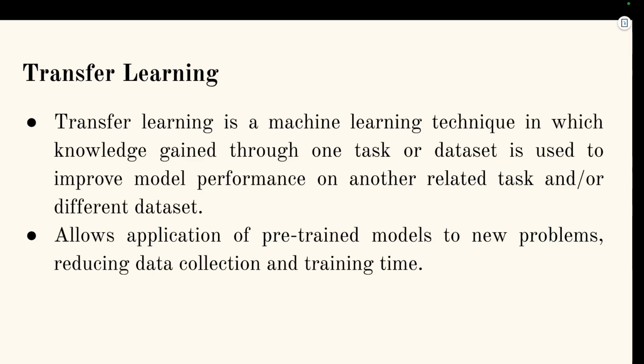Now let us discuss what transfer learning is. Whenever a data set is not available or only a few images are available in our data set, there is a problem of overfitting, and it will also affect the accuracy and performance of your model. Transfer learning is a very famous approach we use in machine learning and deep learning, in which the knowledge gained through one task or data set is used to improve the performance of a related task or a different data set. Transfer learning allows the application of a pre-trained model to new problems, reducing the data collection and training effort.